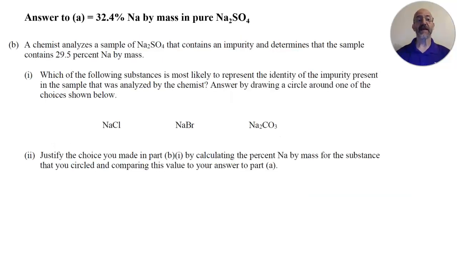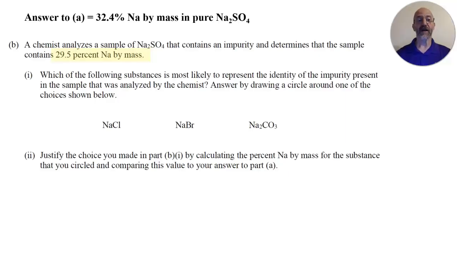In part B, it says, a chemist analyzes a sample of sodium sulfate that contains an impurity and determines that the sample contains 29.5% sodium by mass. Again, you can see that the answer to part A, 32.4% sodium by mass, would be for a pure sample. So the 29.5% sodium by mass, that's for the sample that contains an impurity.